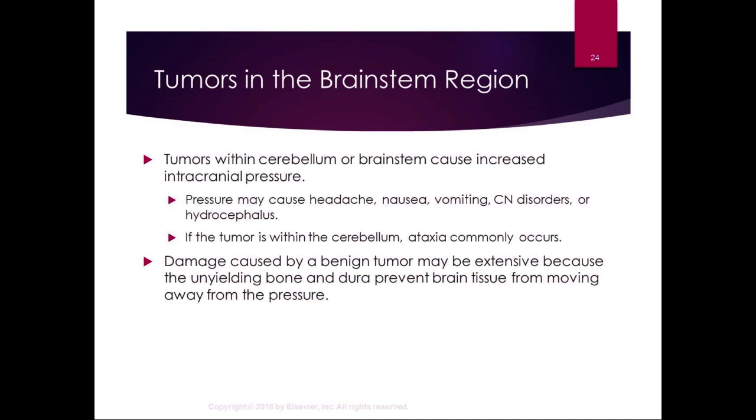Damage caused by a benign tumor may be extensive because it's pressed in there in unyielding bone and the dura mater to prevent brain tissue from moving away from the pressure. So even a benign tumor can cause huge damage in the brainstem region because there's just not a lot of room in there.